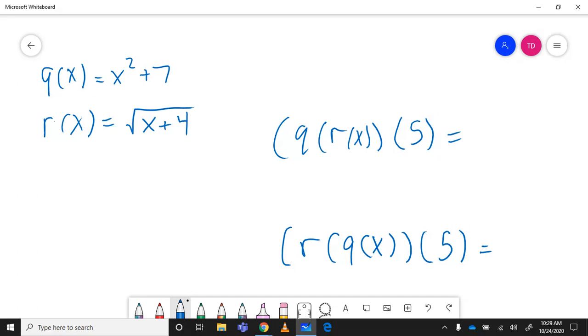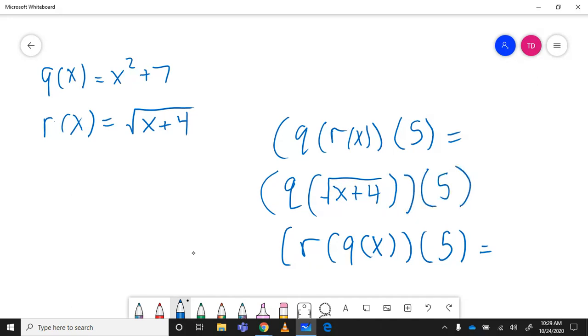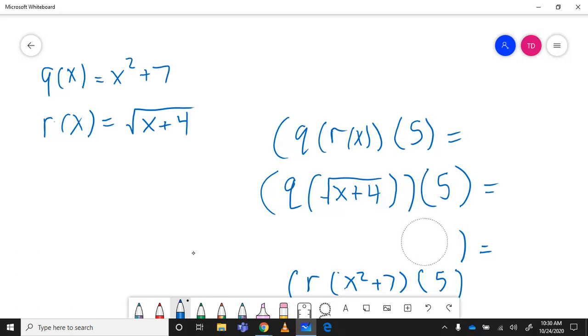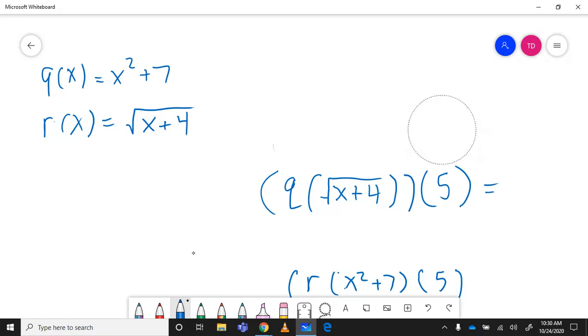Okay, for me this makes more sense because what you're doing is you're saying we have the function q evaluated at square root of x plus 4. Okay, that was r of x. And down here we'd have r of x squared plus 7 evaluated at 5. Okay, so what does it mean to have q of the square root of x plus 4?